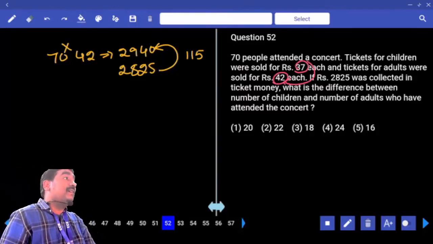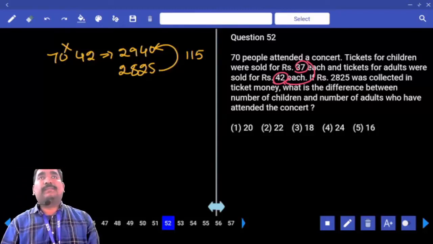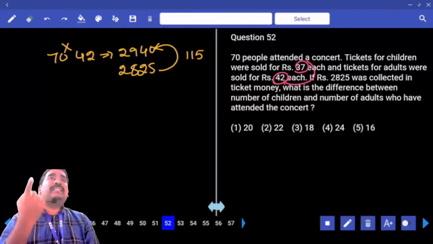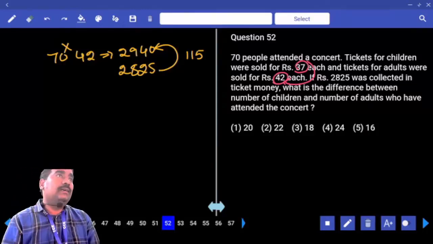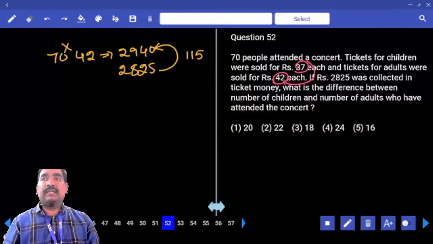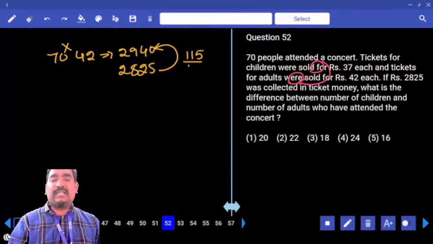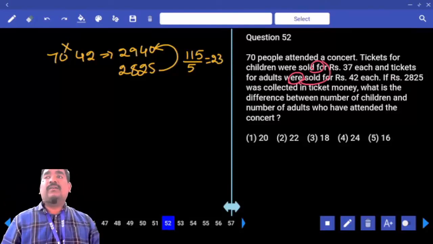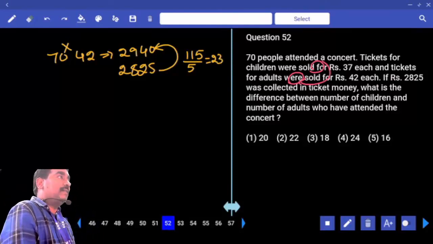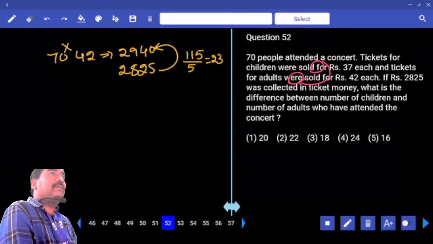If we assume children ticket as adult ticket, how many rupees extra? 5 rupees extra. If we assume one child as one adult, extra 5 rupees. But here extra how many rupees? 115 rupees extra. For 5 rupees one child. For 115 rupees means how many children are there? 23 children are there. Yes or no?